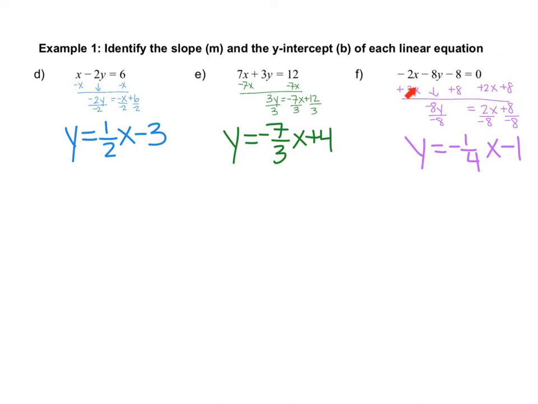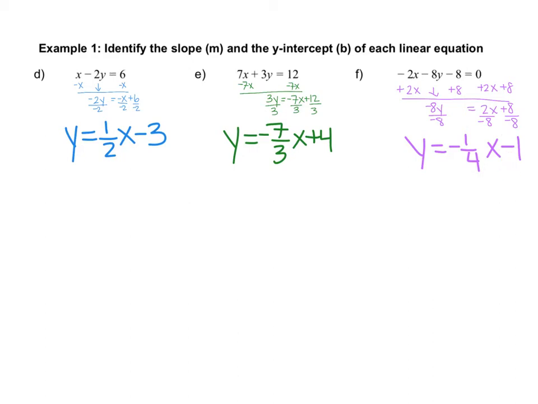In this one, there were two things I had to move away from the y by addition or subtraction. So I added 2x and I added 8 at the same step because they don't affect each other. So this -8y comes down and I'm left with 2x plus 8 on the other side. Divide everything by -8. 2 divided by -8 simplifies to -1/4. And then 8 divided by -8 is -1.